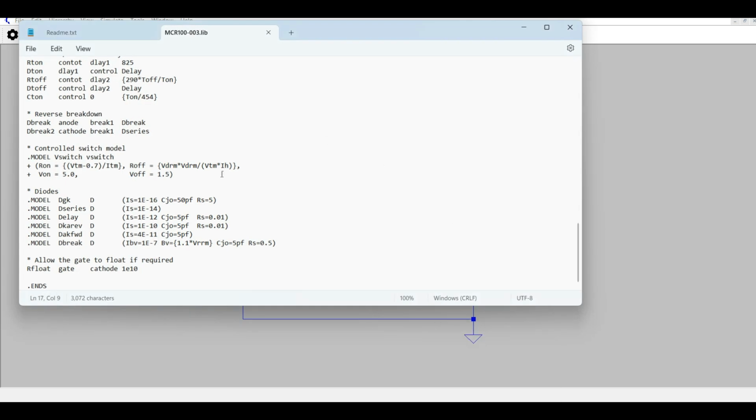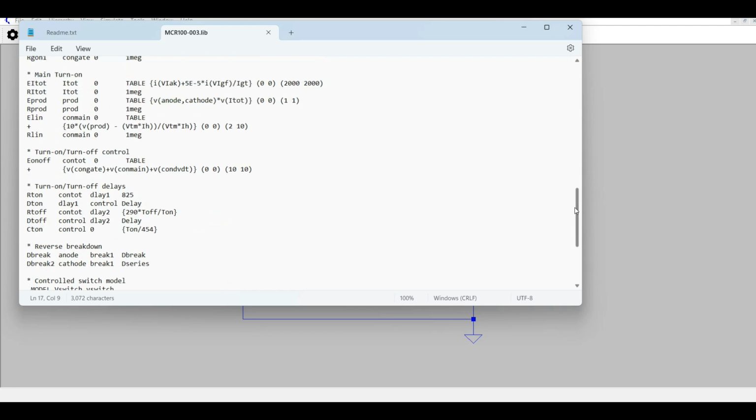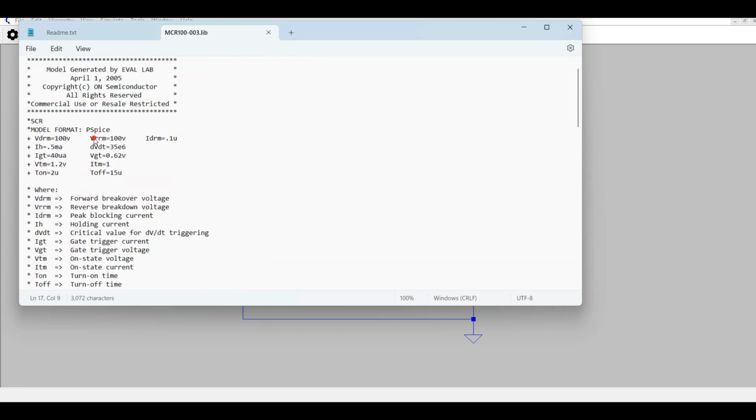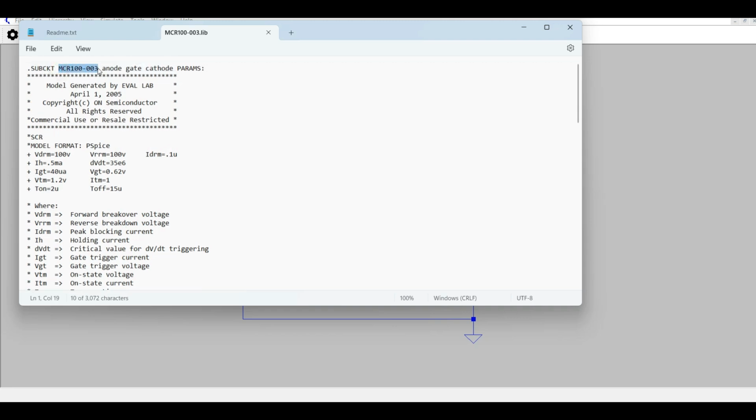So here is the thyristor spice model, and you can see that this is the reverse voltage of 100 volts. Then the gate triggering current is 40 microamperes. Gate trigger voltage is 0.62 volts. Then there is a holding current, that is 0.5 milliamperes. And then we have the on time and off times and some other parameters. Okay, so this specific model has the name MCR 100-003.